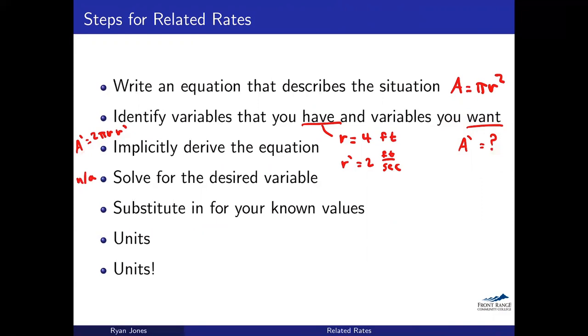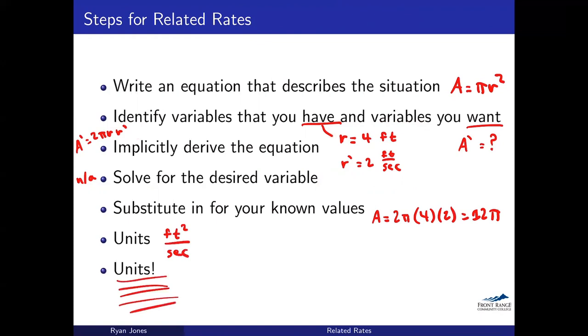Then the next thing that we do is we substitute in our known values. We substitute those into the equation that we have already implicitly differentiated, and we end up with A prime equals 2 pi times 4 times 2, which is 16 pi. And then we have our units of feet squared per second. And then just don't forget units. Always double, triple check that you've put units there. I will definitely mark off if you don't have any units there.